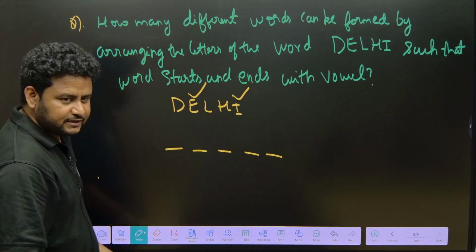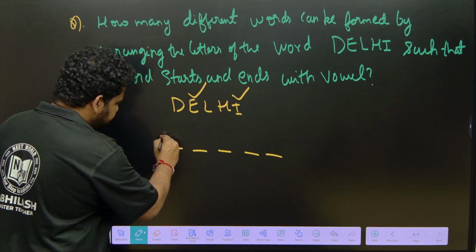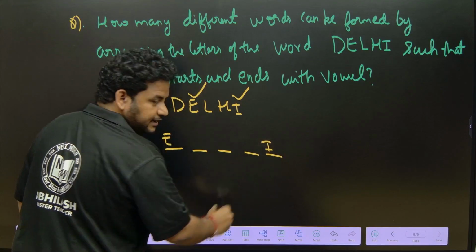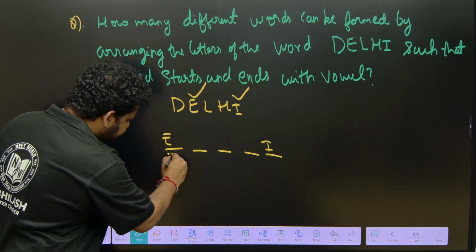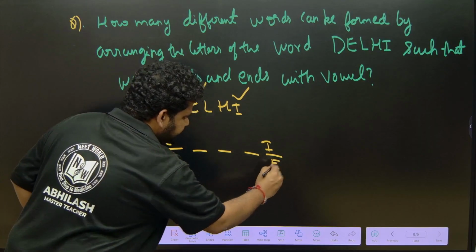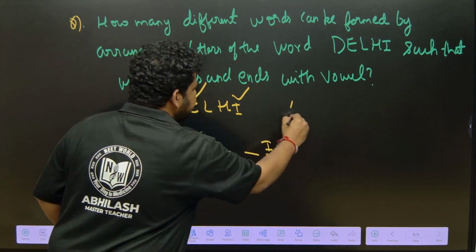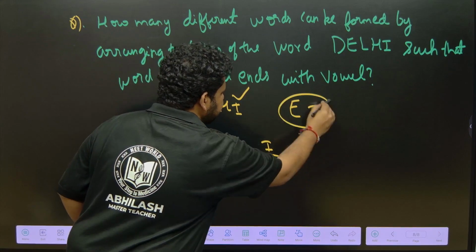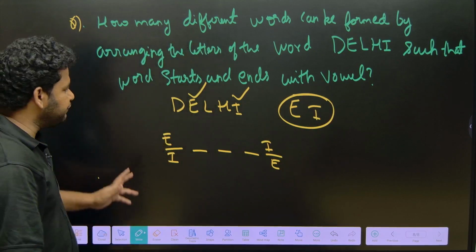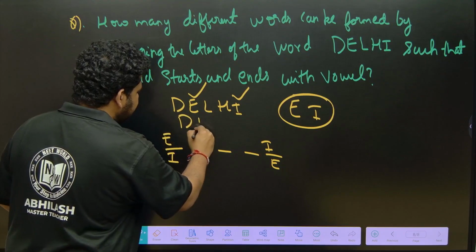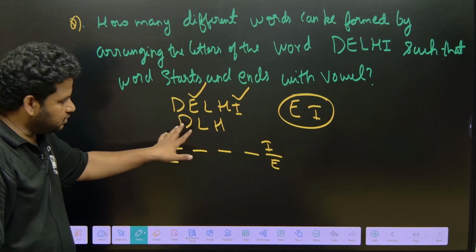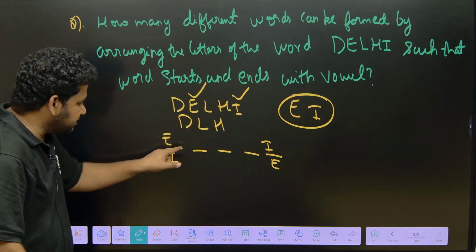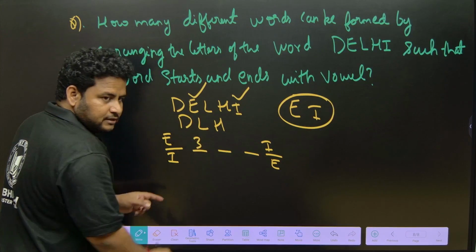So at the end, E should come here or I should come here, correct na? Or here I can come or E can come. That means what? E and I are removed. Once E and I are removed, what do we have? D, L, H. Correct na? Out of these three, focus on the board, any of them can come here.